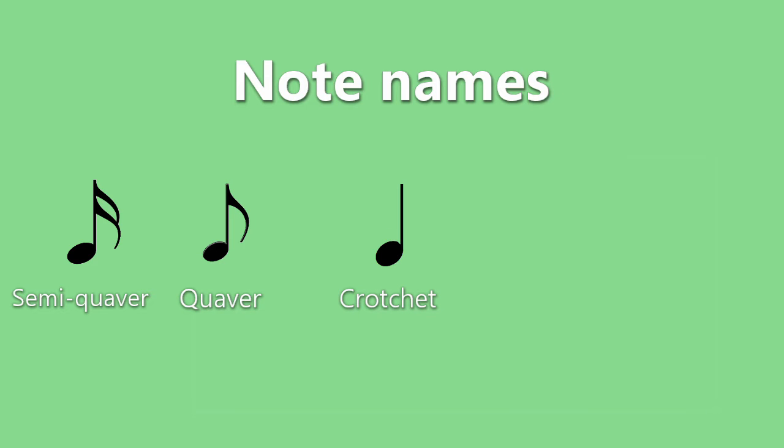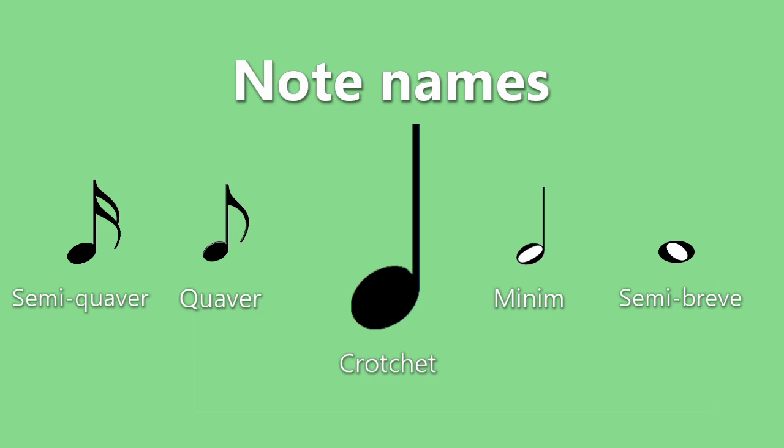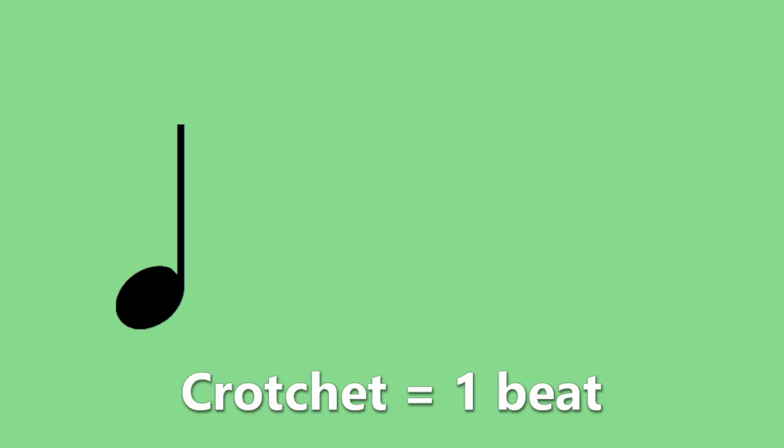Now, let's move on to some note names. The note names we need are our semiquaver, quaver, crotchet, minim, and semibreve. The note we're going to be starting with is our crotchet. The crotchet is worth one beat in simple time, so playing 4 in a row is going to look and sound like this.